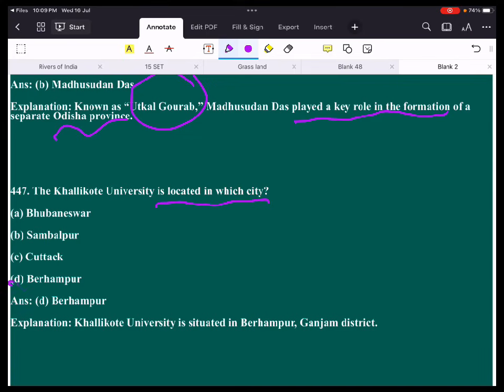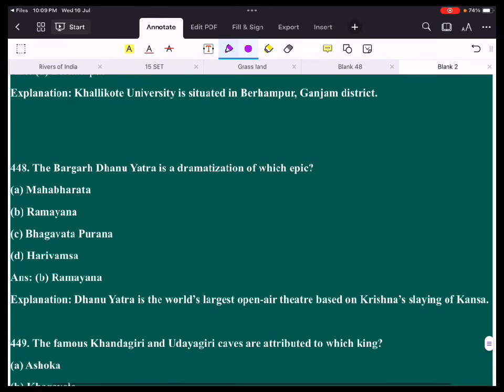The Kalikot University is located in which city? That is option D, Berhampur. The Bargarh Dhanu Yatra is a dramatization of which epic? That is Ramayana, option B. Dhanu Yatra, the world's largest open-air theatre, is based on Krishna's slaying of Kamsa.